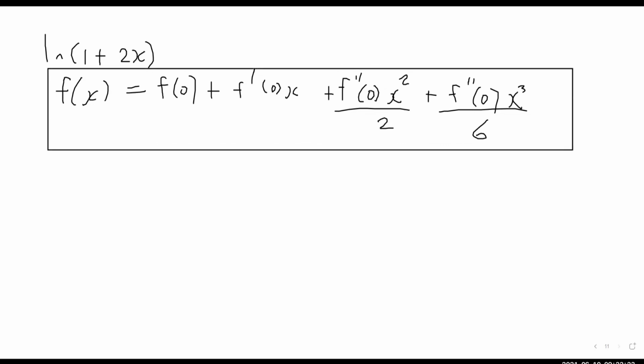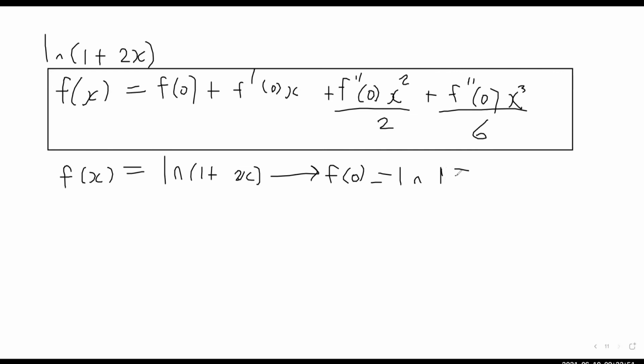So what we're going to end up getting now is that f of x is ln of 1 plus 2x. So you need your f of 0. To find f of 0, you replace x with 0. So f of 0 is equal to ln 1, and ln 1 is 0. So that's f of 0. That's still not a non-zero term.